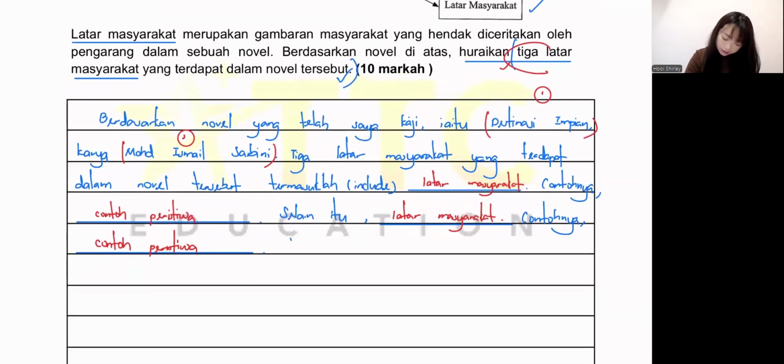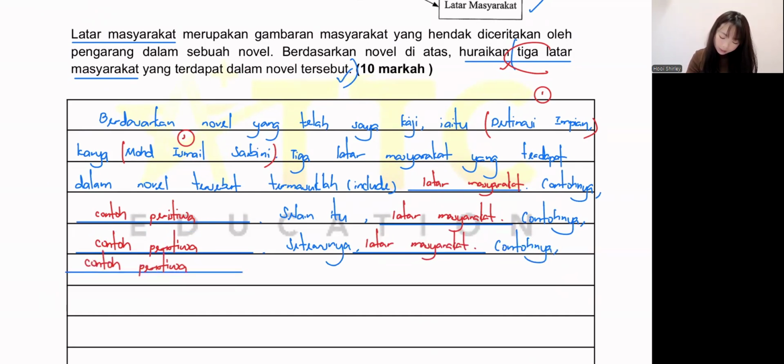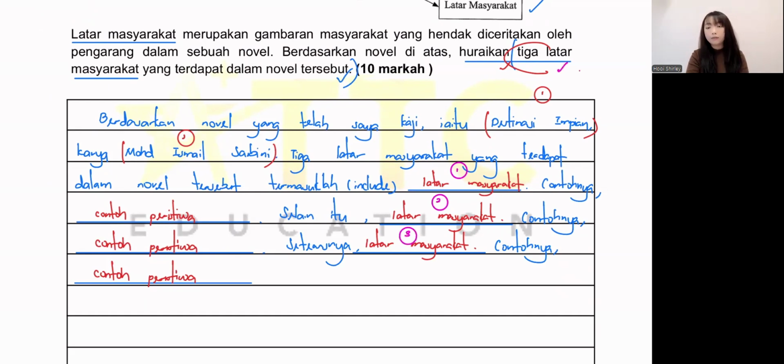Then after that, seterusnya, again, it will be the latar masyarakat. Then one more contoh peristiwa. Because in total, how many there were? There were 3 in total. Okay, so basically, this will be the first one, this will be the second one, and this will be the third one. So this is a template of answering your novel question.